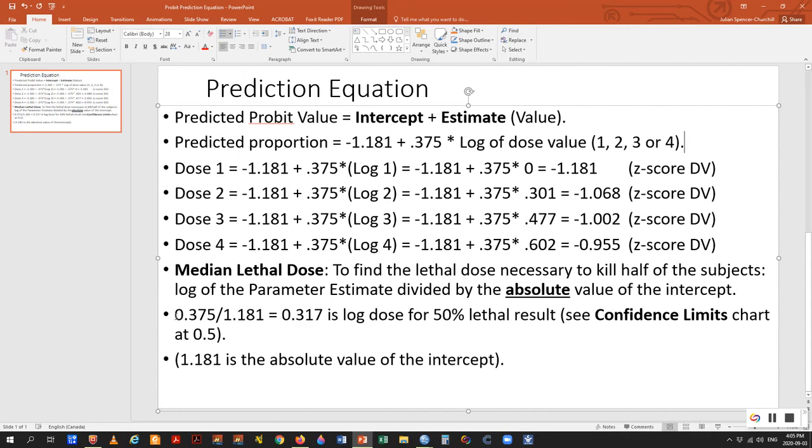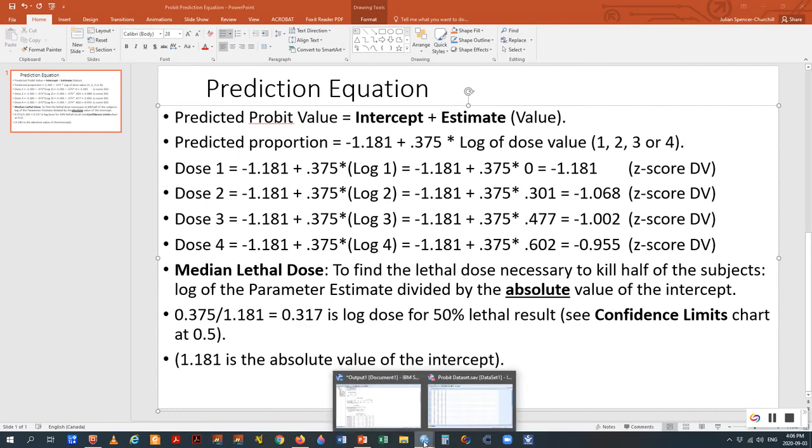So 0.375 divided by 1.181 is equal to 0.317. And this is the log of the dose for 50% lethal result. Right? You can take a look at the confidence limit chart at 0.5, which is going to create a similar output. 1.181 is the absolute value of the intercept, right? It's just simply removing the negative symbol from that value.